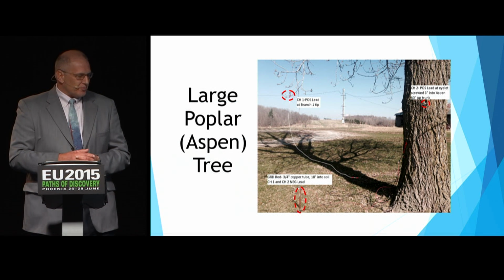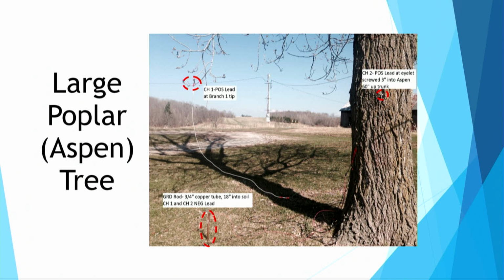Here's a picture of a large poplar or aspen tree. In the lower left, you see the ground rod circled. The positive channel one lead was hooked to the branch tip up on the upper left. And channel two positive lead was hooked to the trunk, to an eyelet that had been there many years.